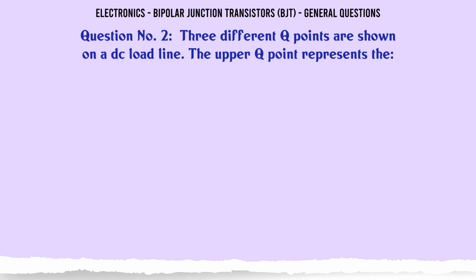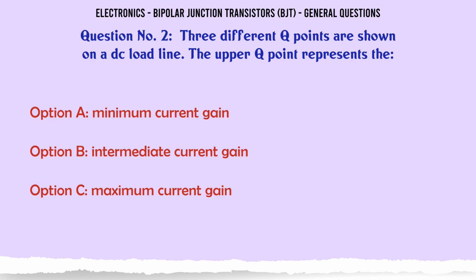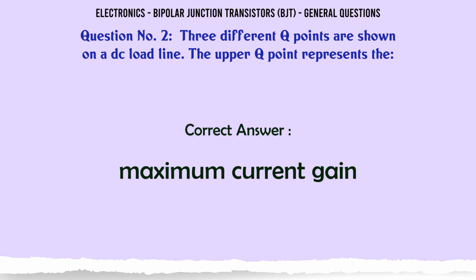Three different Q points are shown on a DC load line. The upper Q point represents the A. minimum current gain, B. intermediate current gain, C. maximum current gain, D. cutoff point. The correct answer is maximum current gain.